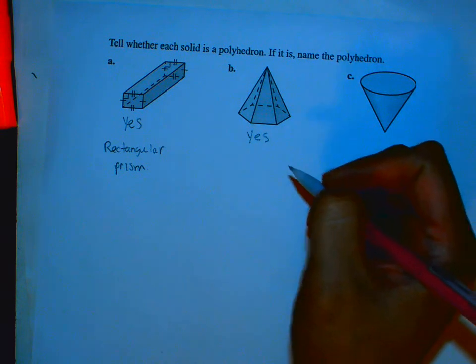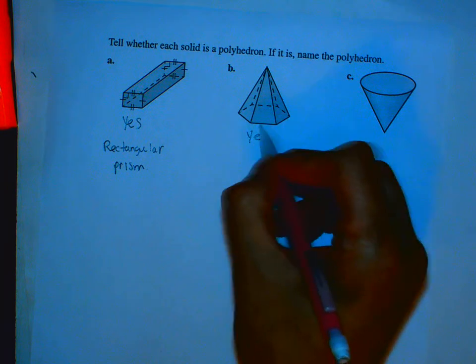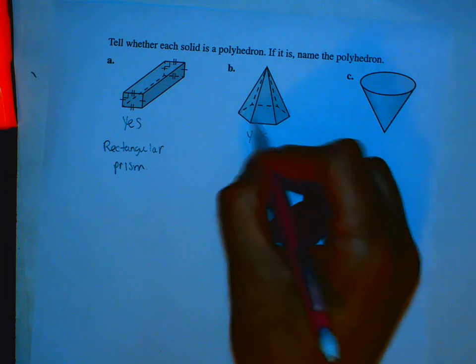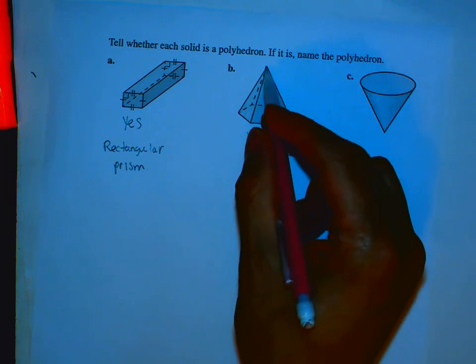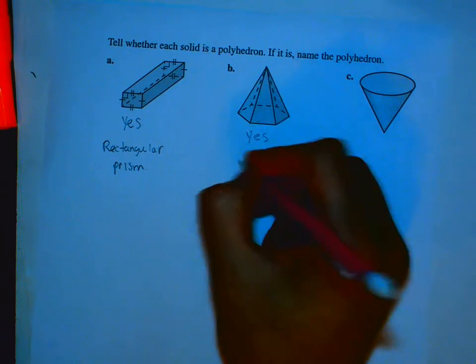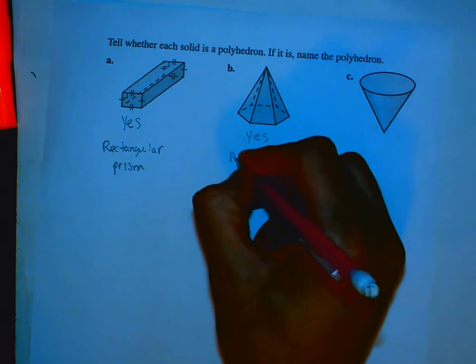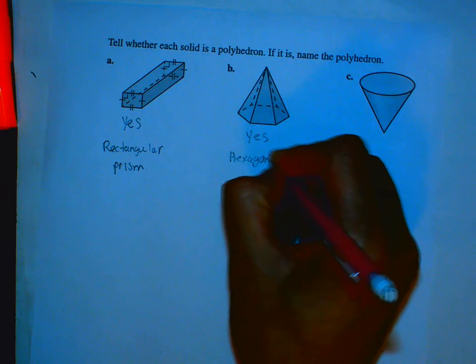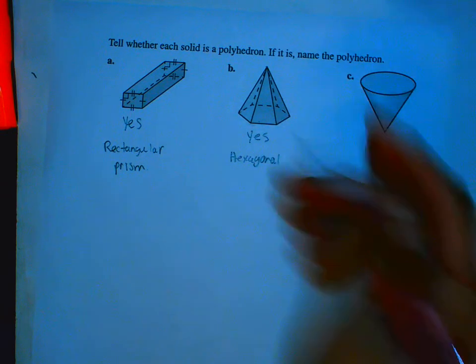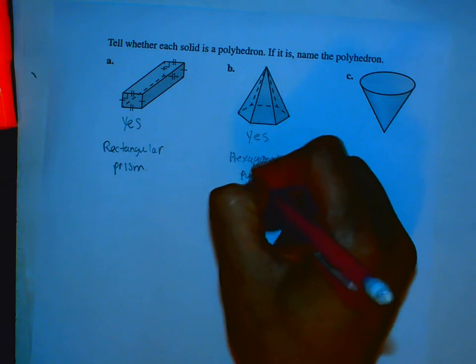Now, what will be the name of this? Well, this has 6 sides in the base, and they all meet at one point at the top. So we call this a hexagonal, because it has 6 sides, hexagonal pyramid.